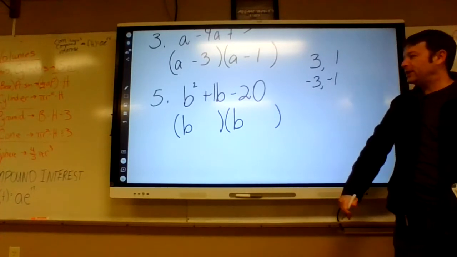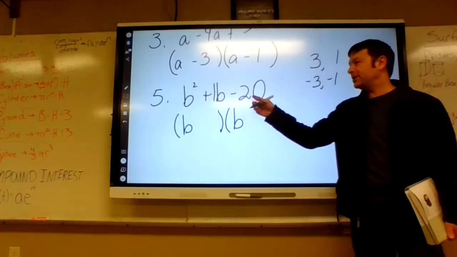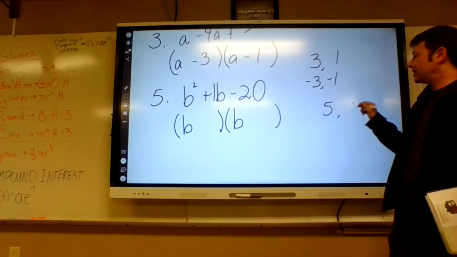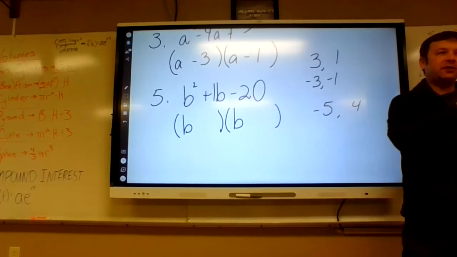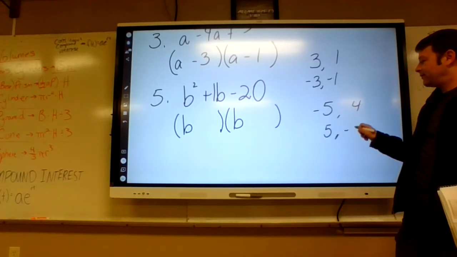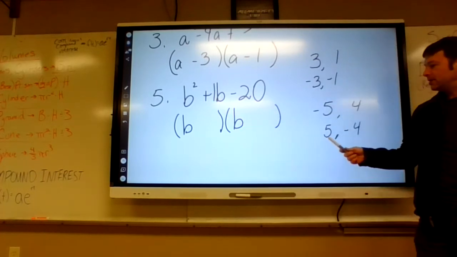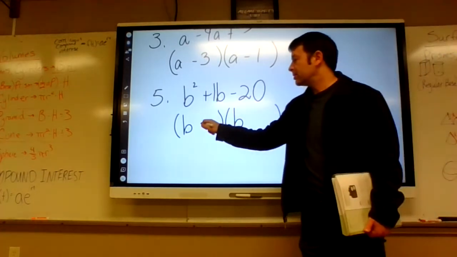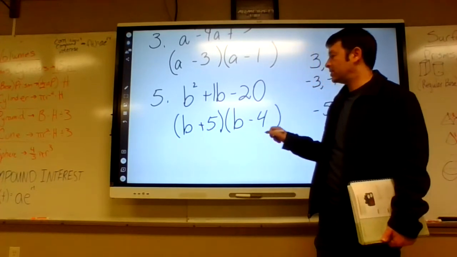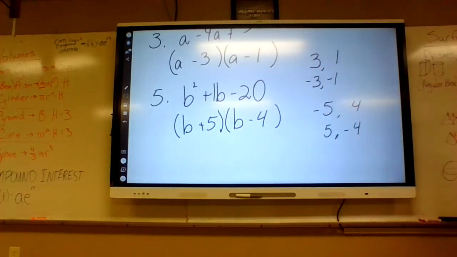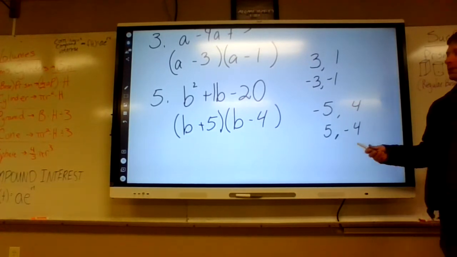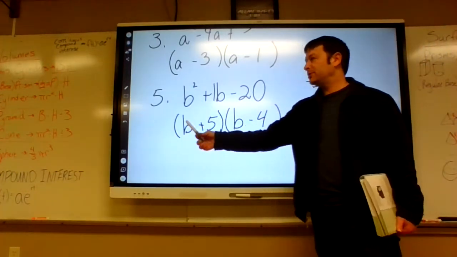But it's -20, so what does that tell us? One of them would have to be negative. So it could be -5 and 4, -10 and 2, or 5 and -4. Which of these adds up to +1? 5 and -4. So I'm going to put +5 and -4. Does the order matter? Is b minus 4 times b plus 5 the same thing? Yes, order of multiplication does not matter. If I put b minus 4 in front, it would still be the same thing.